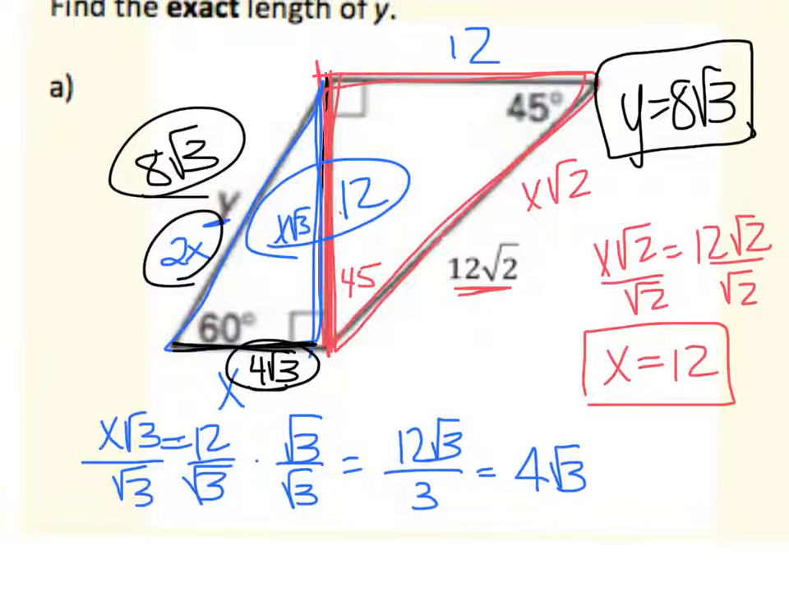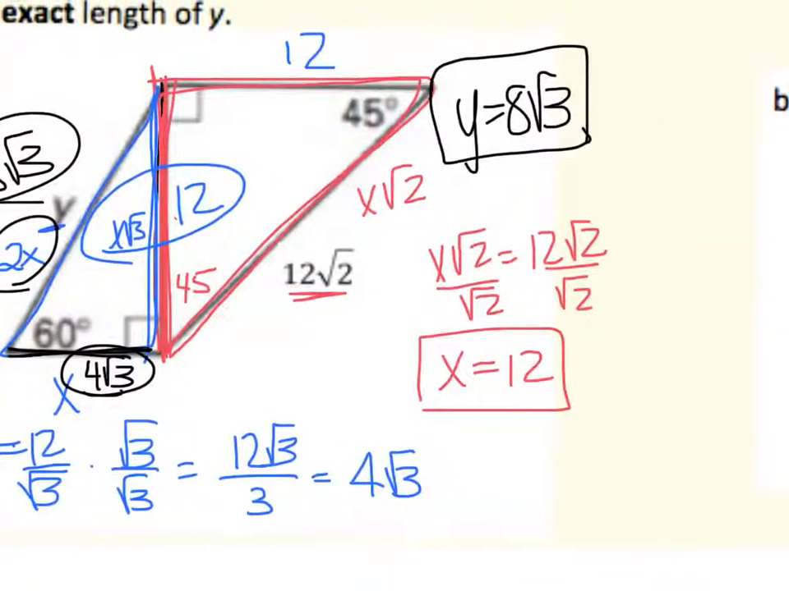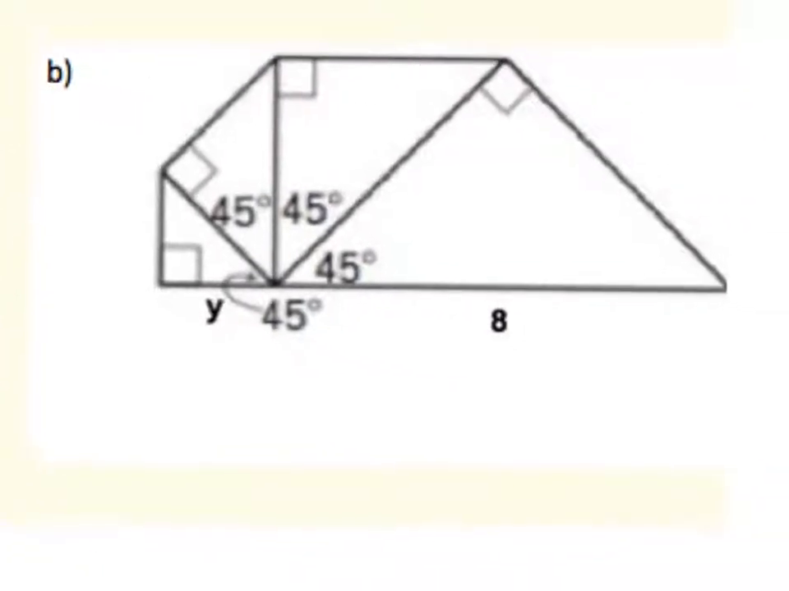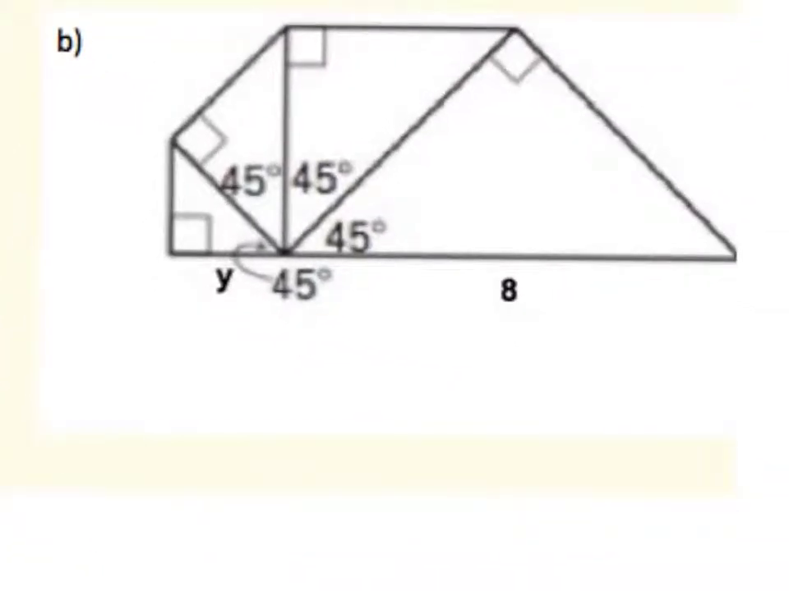So you want to find that side that they share first and then work your way over to the other triangles. Alright, let's take a look at B here. For B, we only know one side. We know 8 here. So I'm going to be working with this triangle and trying to find all those shared sides until I get to that y.